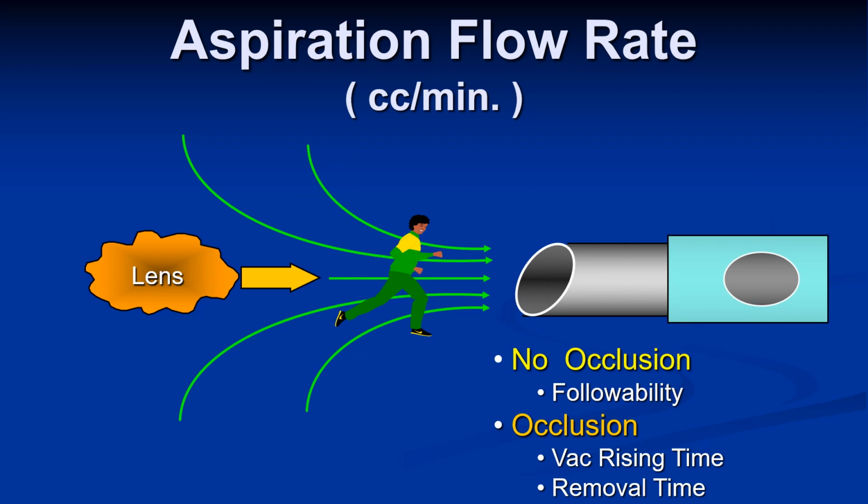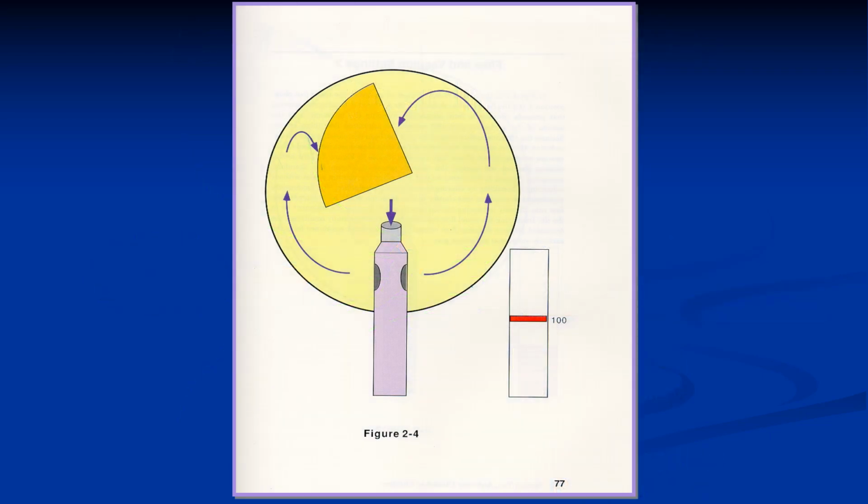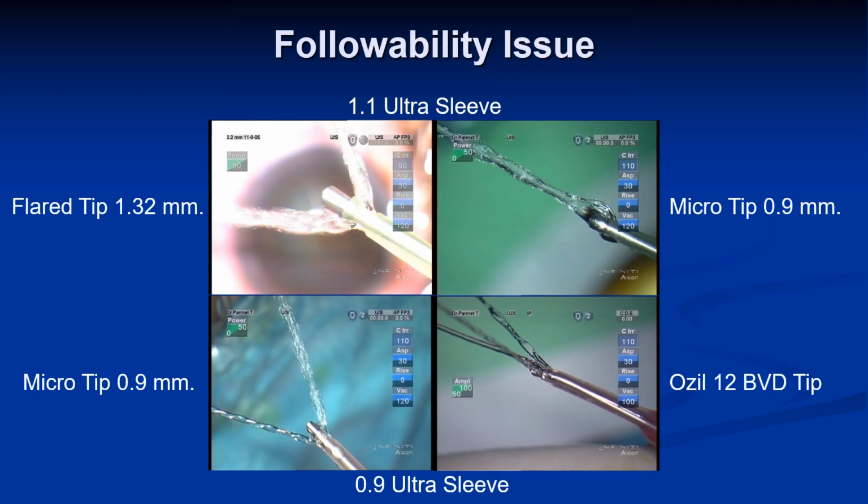Regarding the aspiration flow rate, when there is no occlusion, it determines followability. But when there is occlusion, flow rate will determine vac rising time and nuclear removal time. Both inflow and outflow create followability that brings the nuclear segment to the tip. Some tip and sleeve designs may create good or bad followability.